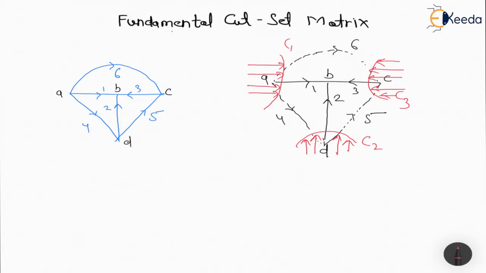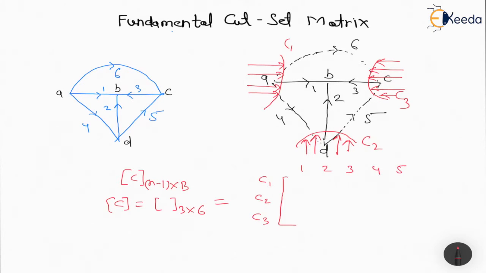And now I am going to write the cut set matrix. The cut set matrix size will be equal to n minus 1 cross b. So n is 4 here, so it will be 3 cross 6. And this will be written with rows C1, C2, C3 and columns 1, 2, 3, 4, 5 and 6.